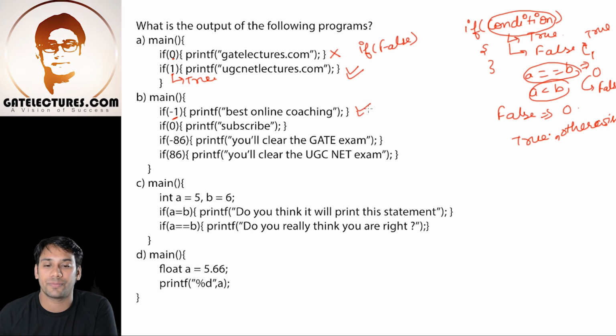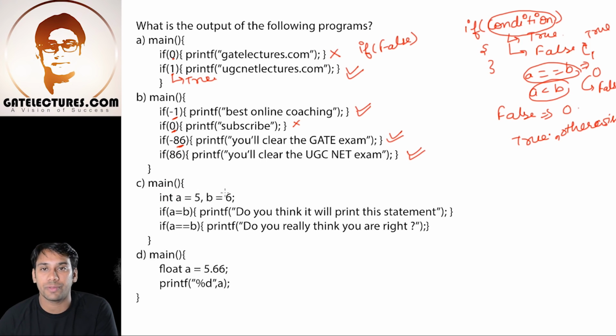And the next statement is if 0. If 0 means it is false, so this statement will not be executed. The next statement is if -86. If -86 means it is true, so this statement will be executed. And if 86 means this is true, therefore this statement will be executed. Okay, so now check out this program.